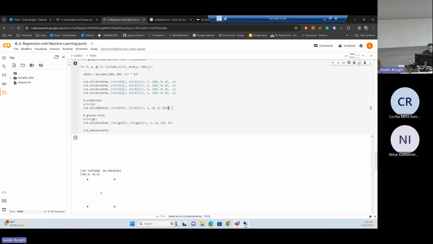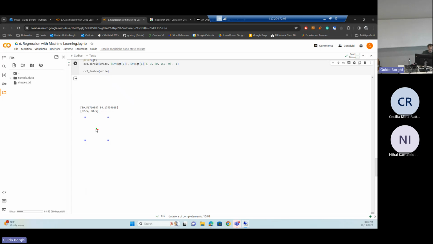We can use the term -1 here to indicate that we want to fill in. Okay, you can note the difference now. We want to use circles that are filled with color. It is better for visualization. You can obtain this using the input parameter -1 in the circle method.